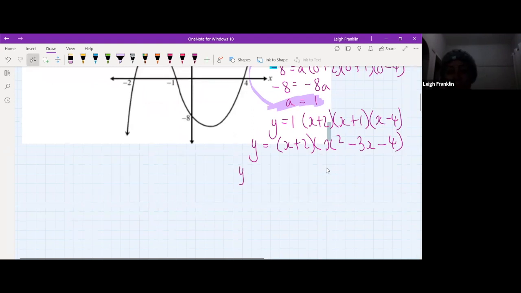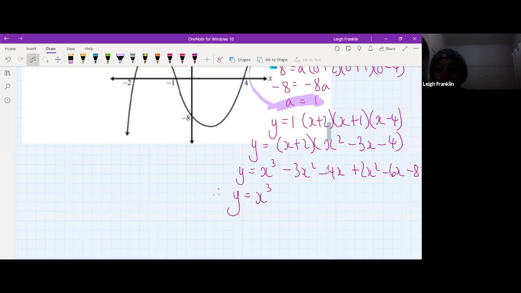And then multiplying the linear by the quadratic, we would end up with the expansion, and last step, collecting our like terms together. Does that make sense to everybody?